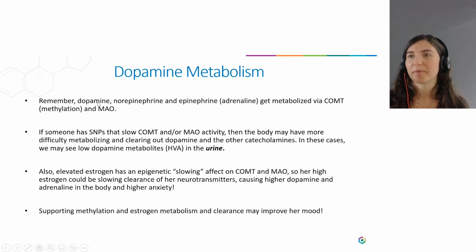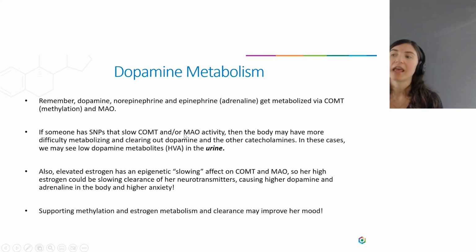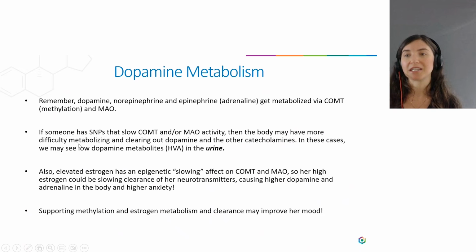So remember, dopamine, norepinephrine, and epinephrine, also known as adrenaline, get metabolized via the COMT and also MAO. MAO plays a part in the detoxification also. If someone has SNPs that slow down COMT or MAO activity, then the body may have more difficulty metabolizing and clearing out dopamine and other catecholamines. In these cases, we may see low dopamine metabolites in the urine, but in the body could be higher.